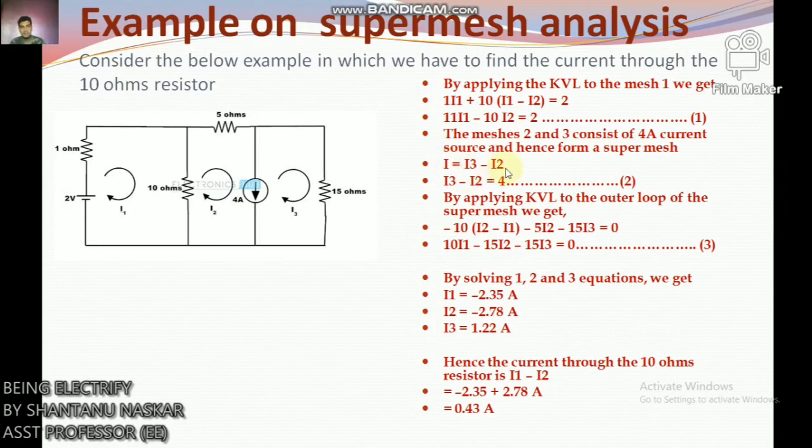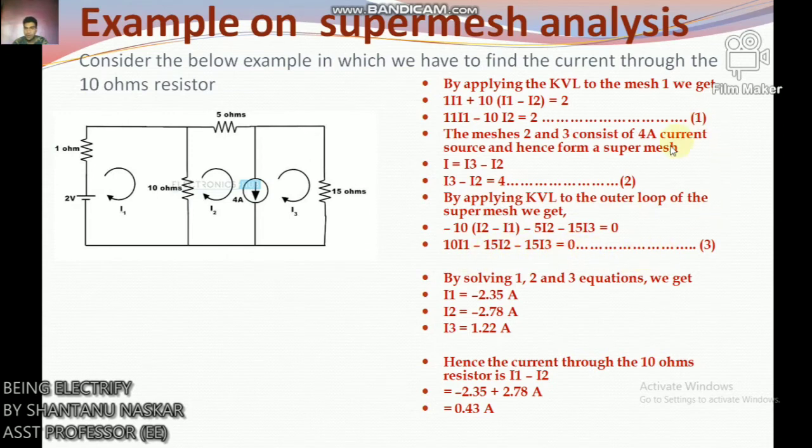I3 minus I2 equals 4 ampere, because I3 is going through like this and I2 is going through like this. So I3 minus I2 equals 4 ampere. Now by applying KVL to the outer loop of the super mesh, we get 10 I1 minus 15 I2 minus 15 I3 equals 0.